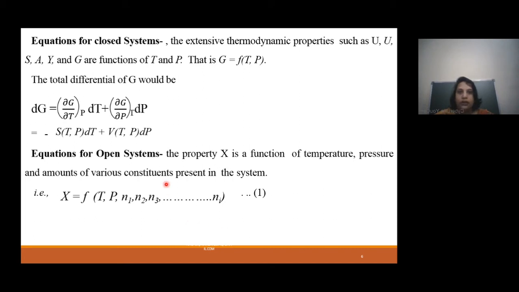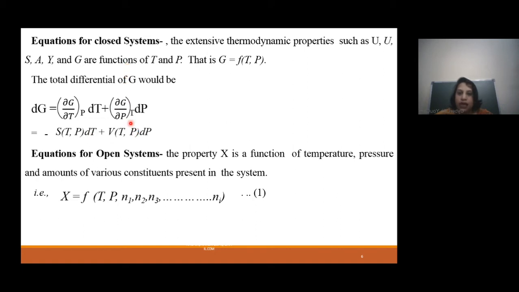Now, for a closed system of fixed composition, we have different properties. Let us take G, that is a natural function of temperature and pressure. So we can say G is a function of temperature and pressure. So total differential will be dG will be del G by del T dT at constant pressure and del G by del P dP at constant temperature, which we know that minus SdT plus VdP.